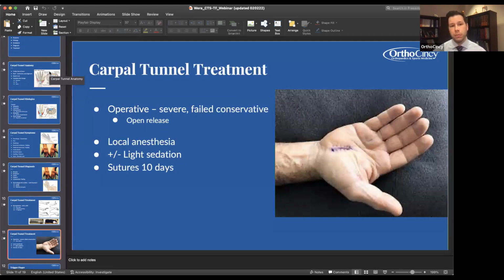And so an open release is a surgery that involves approximately a 3-inch incision right over the base of your hand between the hypothenar and the thenar eminence, basically right where the valley of your hand is. We basically make an incision there, and we take the pressure off the nerve. So it's a 5-minute procedure.